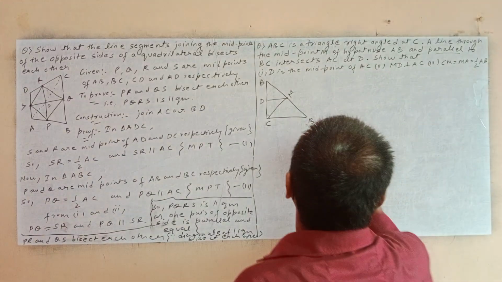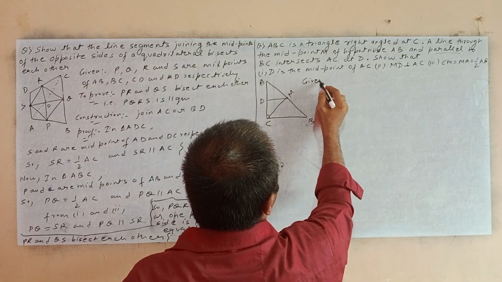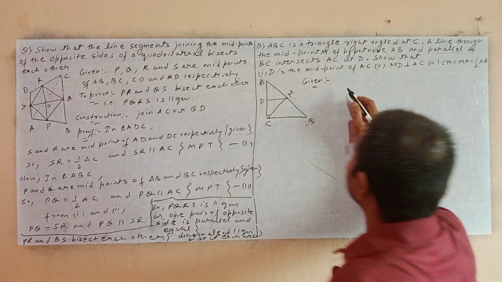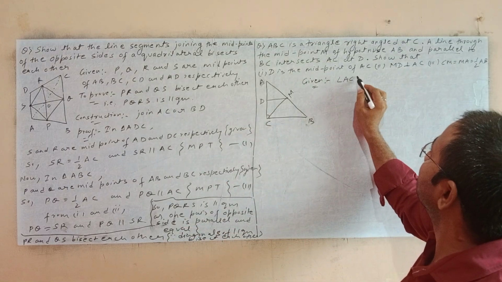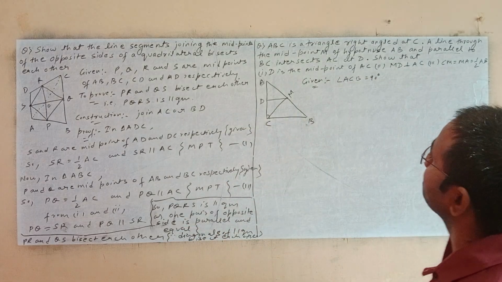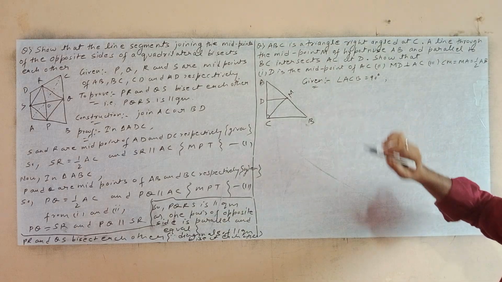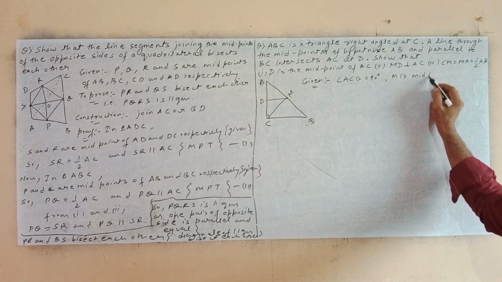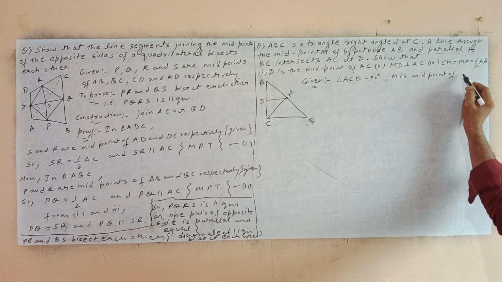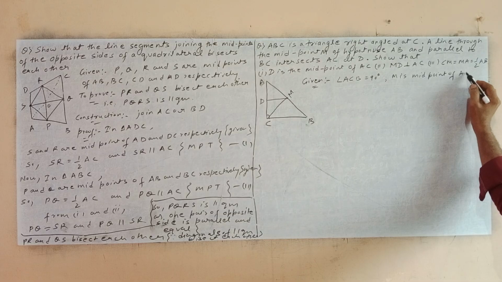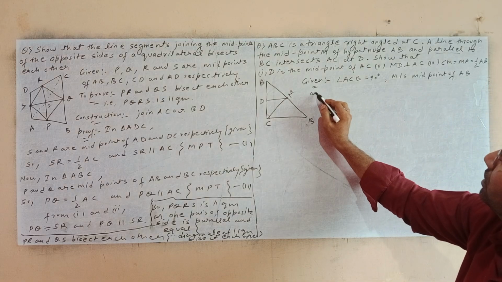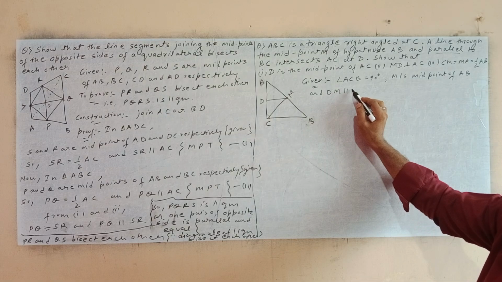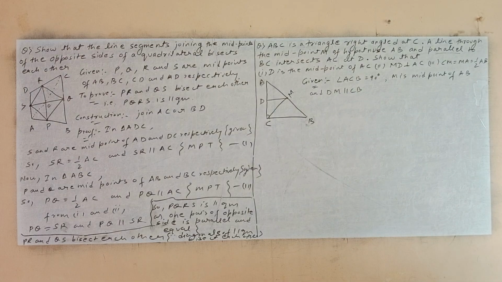So see here, first of all, you will write the given part. What is the given part here? In the given part, you will write angle ACB is equal to 90 degrees. First thing you will write. Second thing you will write, M is midpoint of AB. And third thing given is DM is parallel to CB. DM is parallel to CB is given.